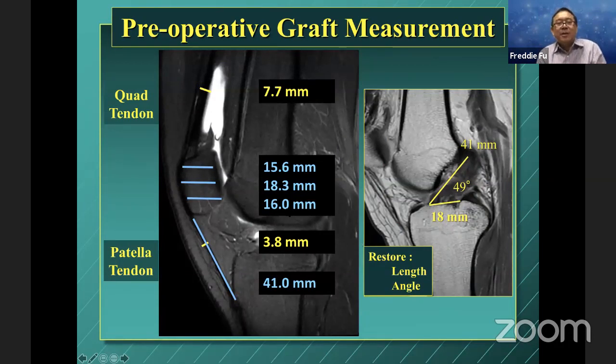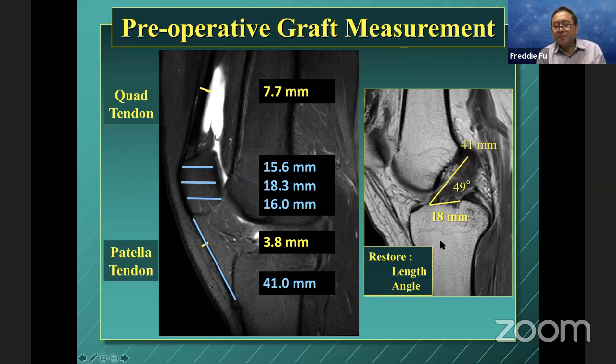Again, you can do pre-op measurement. Very simple. Look at that. With the MRI, you can see the size of the quad tendon. You can see the patella thickness too. If you have a thin patella and you do a PTB, you may fracture the patella. You can also measure the length of the quad tendon, also the thickness. Look at that. You can see the torn ACL right here. You can see the size right here.